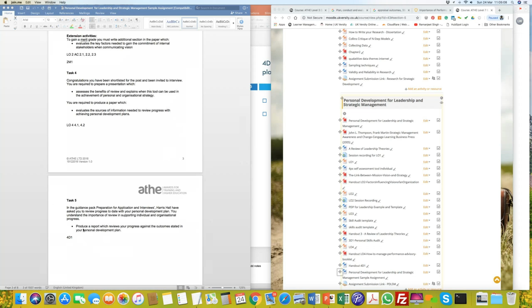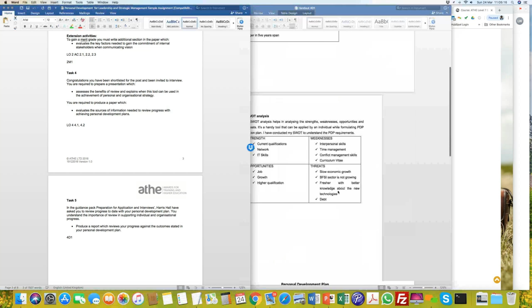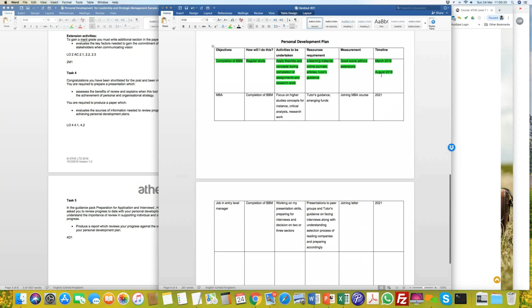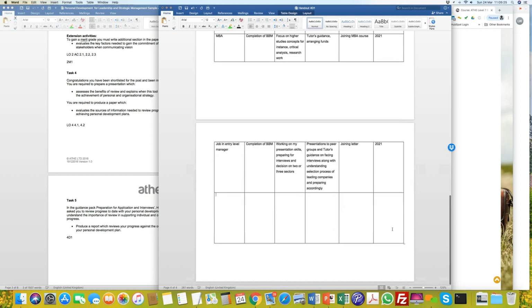And task 5 talks about a report in which you will review the best against the outcome. So in the PDP itself, towards the end, my suggestion would be that when you say you've achieved this, you have to link it to why you've achieved this. This is something that you have to do to be able to achieve distinction. But tasks 4 and 5 are related.